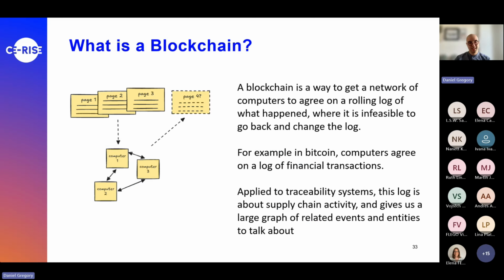I said the word blockchain. Oftentimes people don't know what that means. The blockchain essentially is a way to get a network of computers to agree on what happened in a way that makes it infeasible or functionally impossible to go back and change that log.